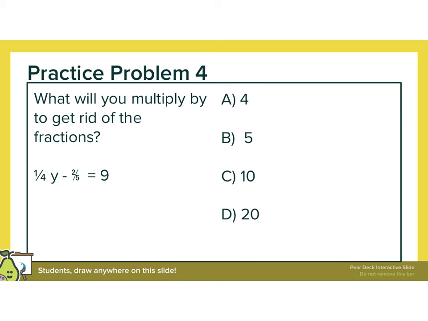Practice problem 4. What will you multiply by to get rid of the fractions? Well, I'm looking at my denominators. I've got a 4 and a 5. If I multiply them together, I get 20. Is there going to be a smaller number?